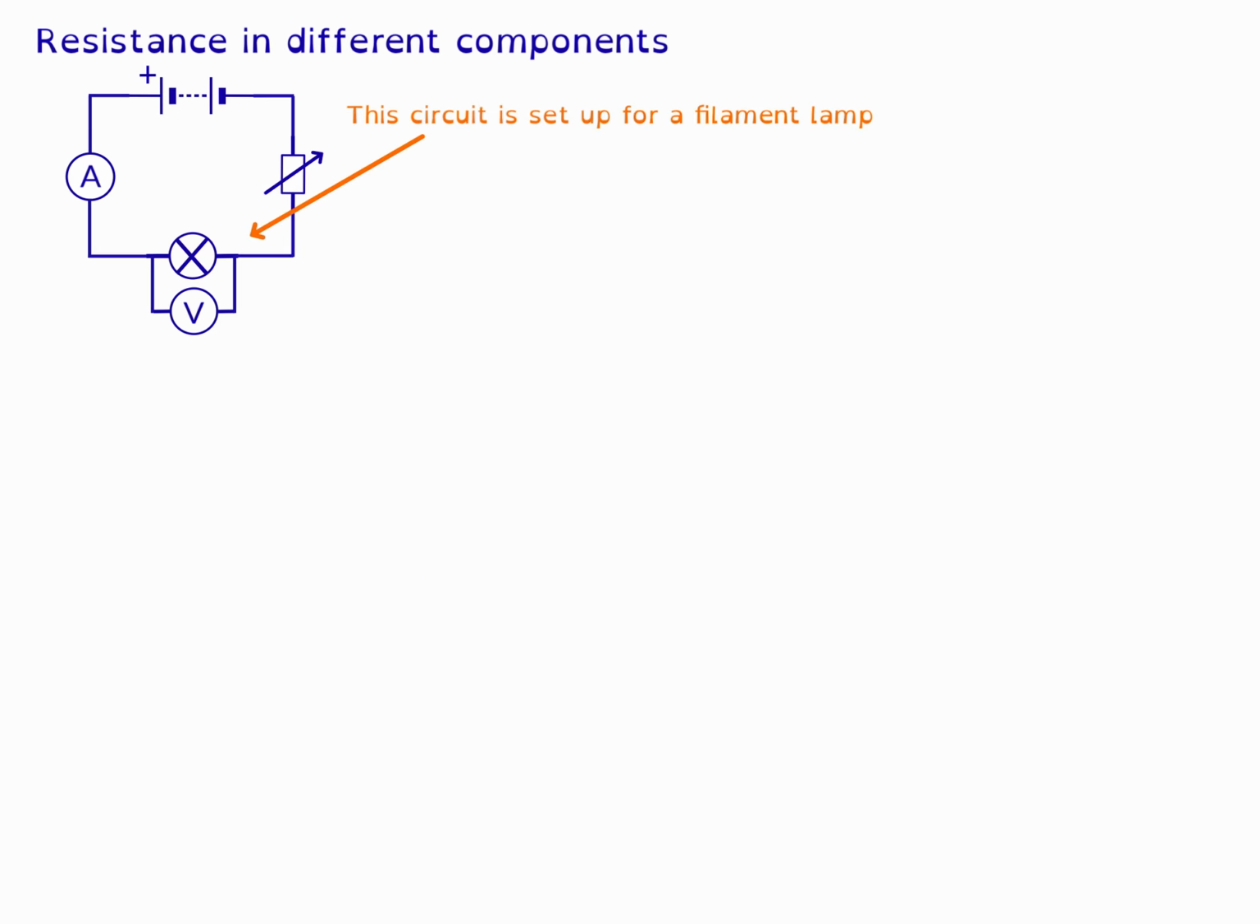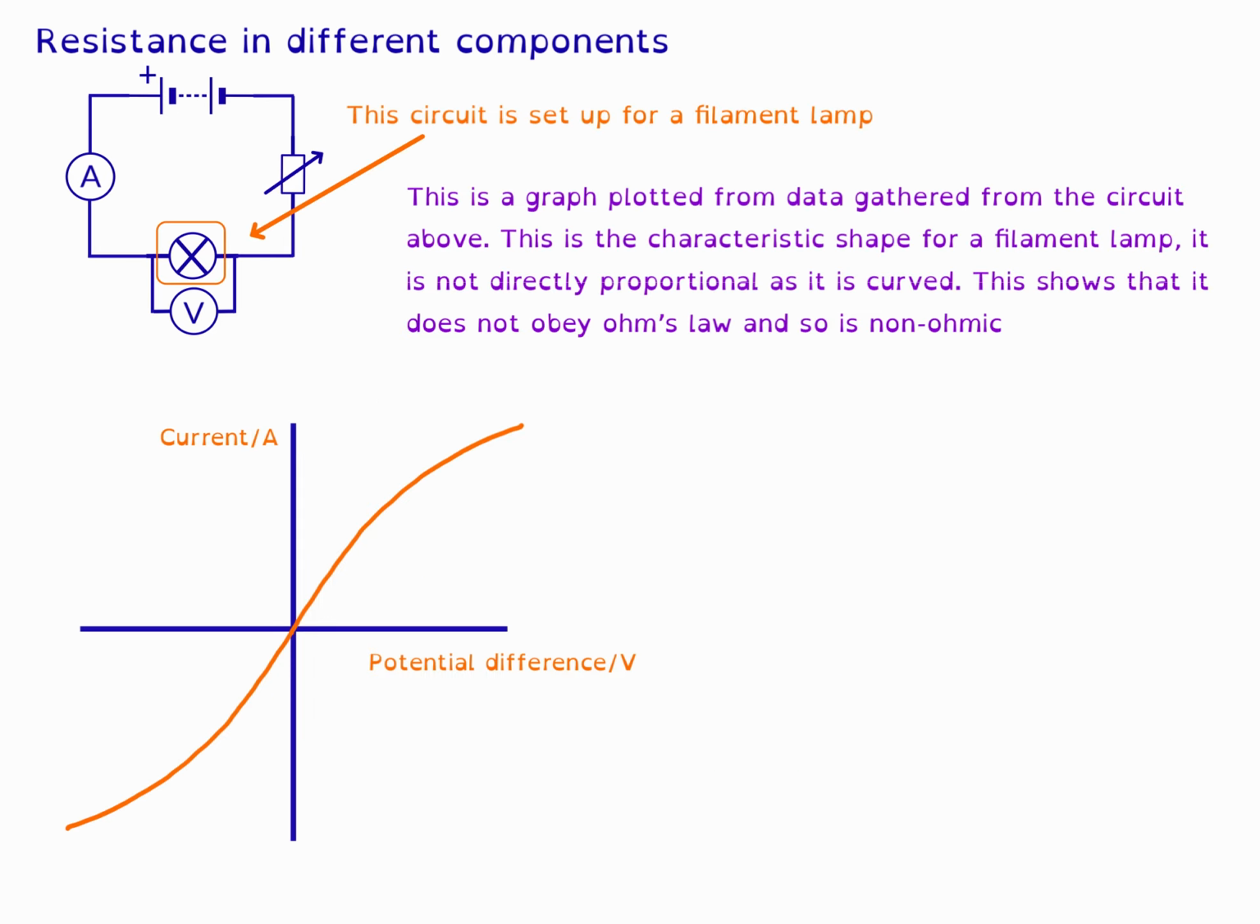This circuit is set up for a filament lamp. This is a graph plotted from data gathered from the circuit above. This is the characteristic shape for a filament lamp. It's not directly proportional as it is curved. This shows that it does not obey Ohm's law and so is non-ohmic.